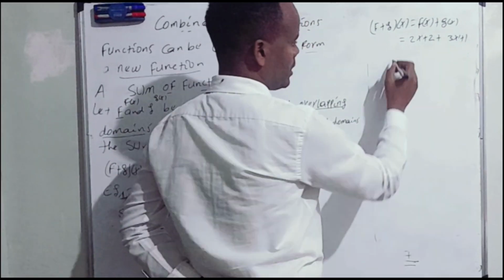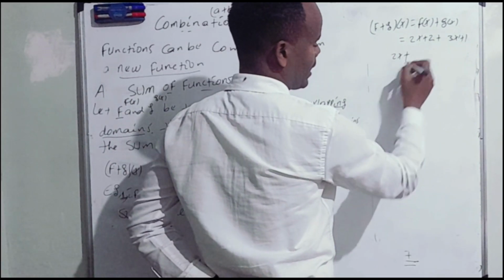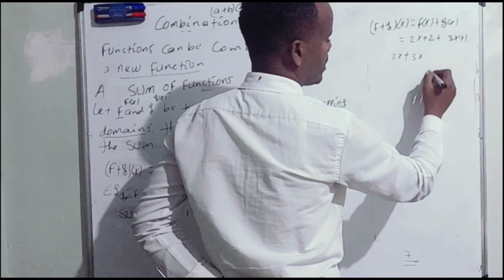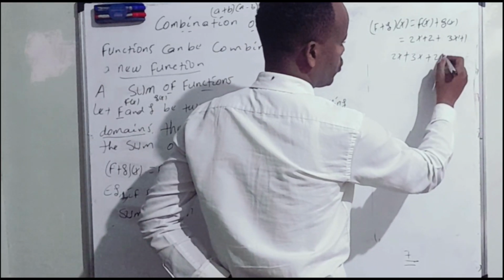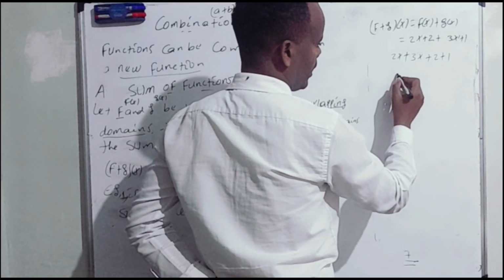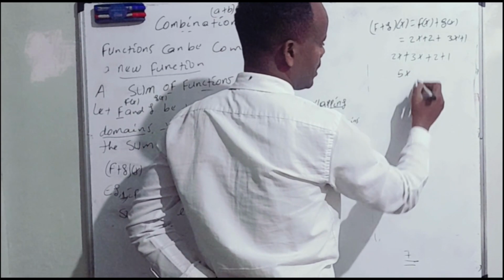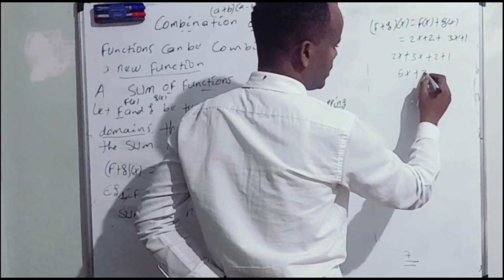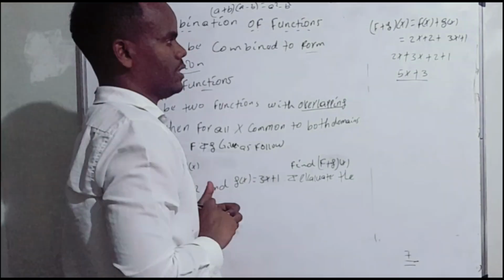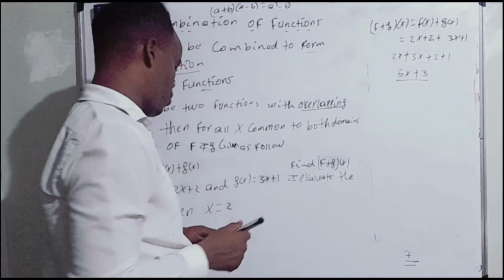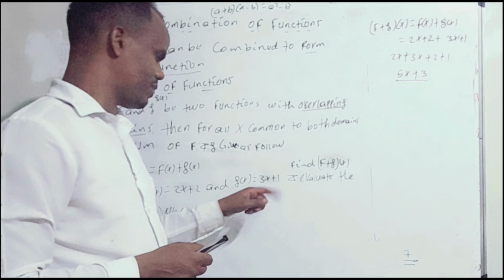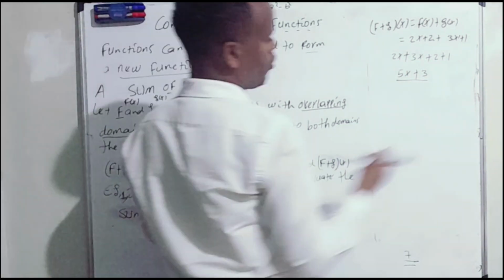Then collecting like terms: 2x plus 3x is 5x, and 2 plus 1 is 3. This is the sum of the two functions f of x and g of x. That is, 2x plus 2 plus 3x plus 1 is equal to 5x plus 3.